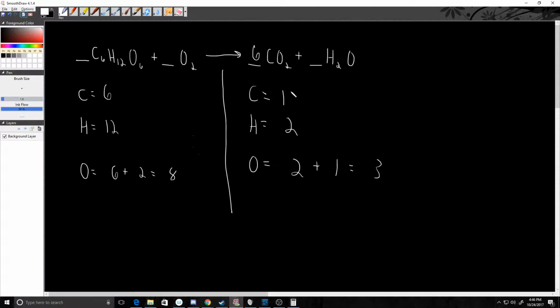Okay, now I put that 6 there. 6 times 1, I now have 6 carbons, but I don't have 2 oxygens here. I have 6 times 2. That would be 12 oxygens, giving me a total of 13 oxygens. Looking at these numbers, 8 and 13, I'm still not liking doing that part next. So I'm going to come back.